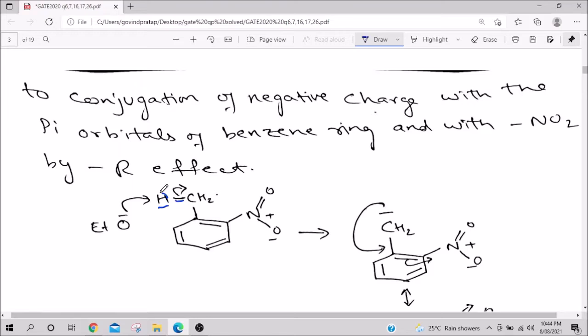Why? Once you remove this proton, you get a negative charge. If the negative charge had remained localized on this carbon, it would have been very unstable, and because it was very unstable, it would be a very strong base. That would mean the starting acid was weak, but it is not like that. This proton is removable, that means it is acidic. Not strong, it is always relative, but it is acidic. Why? Because it gives a very stable conjugate base, that means a very weak conjugate base.